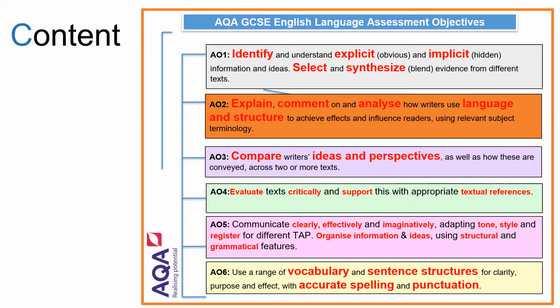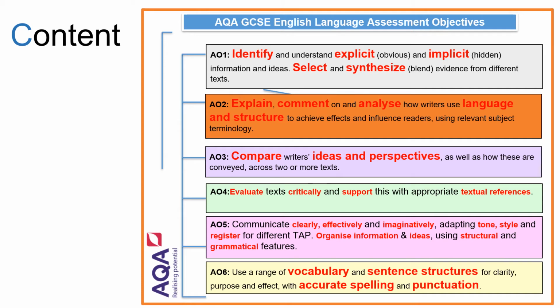The AQA assessment objectives for English Language are as follows. AO1: students have to identify and understand explicit and implicit information and ideas, selecting and synthesizing evidence from different texts. When looking at a text, they are also expected to explain, comment on, and analyze how writers use language and structure to achieve effects and influence readers, using relevant subject terminology, and that's AO2. As for AO3, students are expected to compare writers' ideas and perspectives, as well as how these are conveyed across two or more texts.